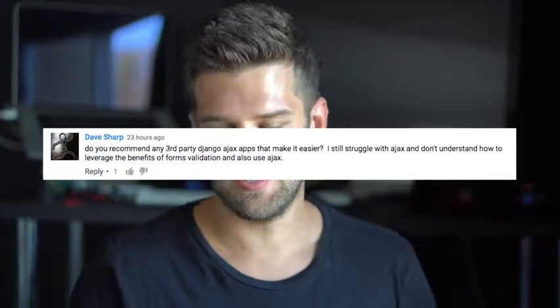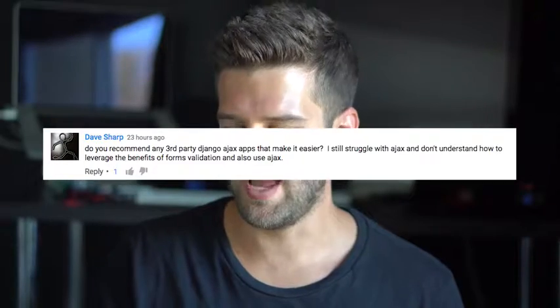Dave Sharp asks, do I have any recommended third-party Django Ajax apps that make it easier? Dave, you said you're struggling with Ajax and you want to understand how to leverage the benefits of form validation and Ajax. Now, for those of you who don't know, Ajax is asynchronous loading with JavaScript.